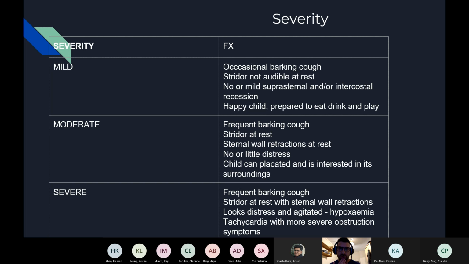Does anyone know how we would treat croup? Like what every patient should be getting if you think they have croup, or if croup is the most likely diagnosis? Anyone know what we give for someone with croup? Dexamethasone, very good. Fluids, okay, we'll talk about that in a sec. But dexamethasone, every patient should be getting that. Doesn't matter about their severity.